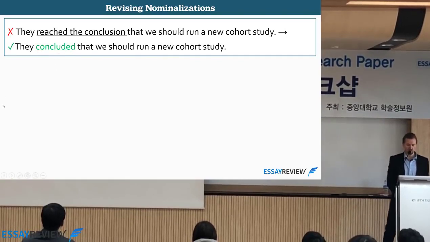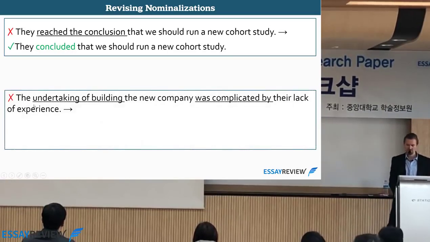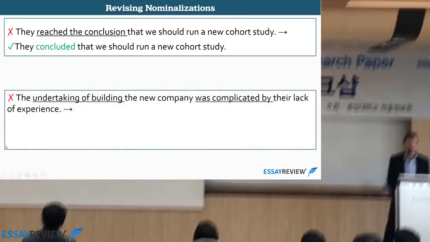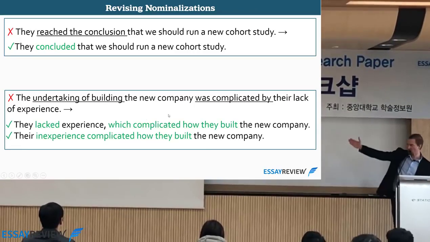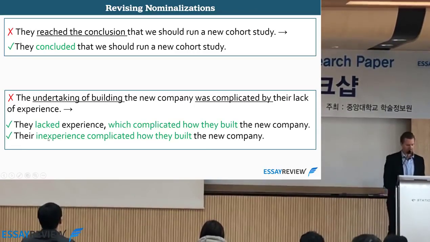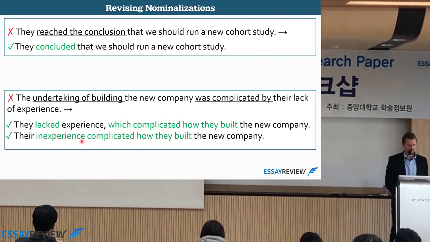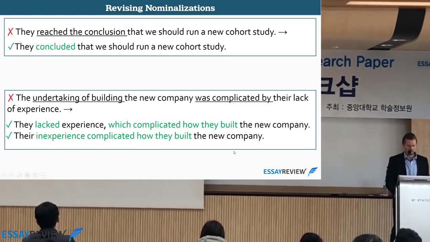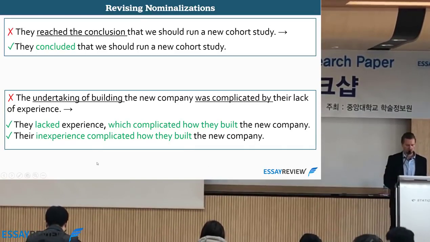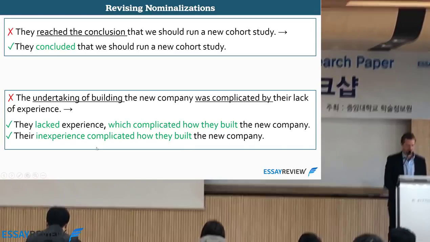"The undertaking of building the new company was complicated by their lack of experience." It's tough. I don't know who wrote this in the beginning. "They lacked experience, which complicated how they built the new company." So we split it into two clauses, or we can say, "Their inexperience complicated how they built the new company." I like the second one better, because complicated is doing more work in the middle. Their inexperience complicated the predicate.